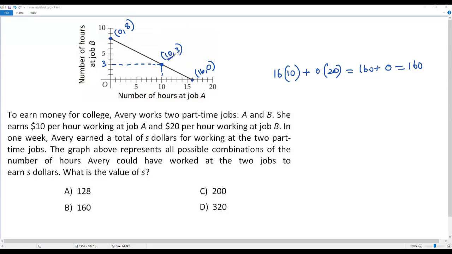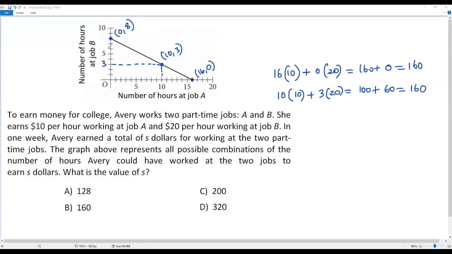Now let's consider this particular point (10, 3). This 10 represents the number of hours she works at part-time job A, and this 3 represents the number of hours she works at part-time job B. To find the money she earns for 10 hours at job A, we multiply the number of hours by the money she earns per hour at job A, that is $10. And let's find the earnings at job B. For that, we multiply the number of hours, 3, by the amount she earns per hour at job B, that is 20. So 10 times 10 is 100 and 3 times 20 is 60. We get the same total earnings, that is $160.